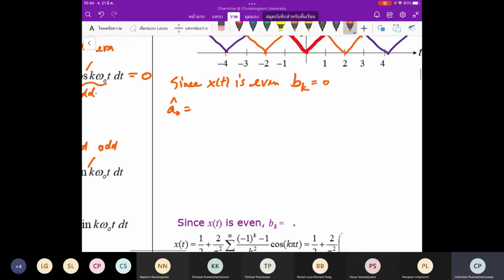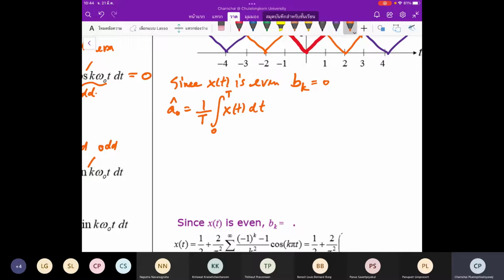Okay, what is a_0 hat? a_0 hat is 1 over T times the integral of x(t) dt for one whole period T, from 0 to T. It is the average of the signal.